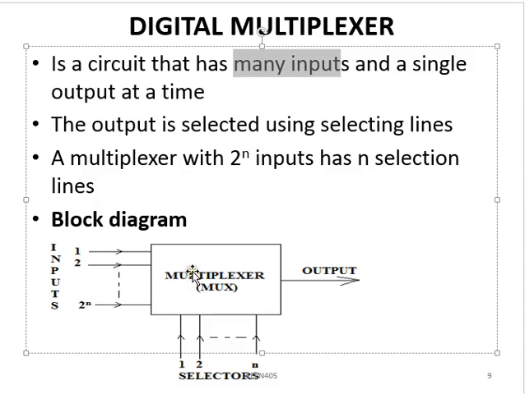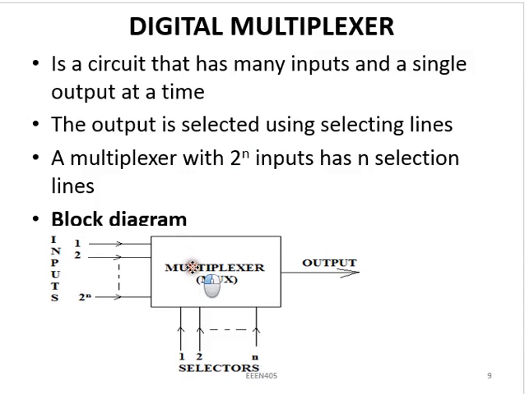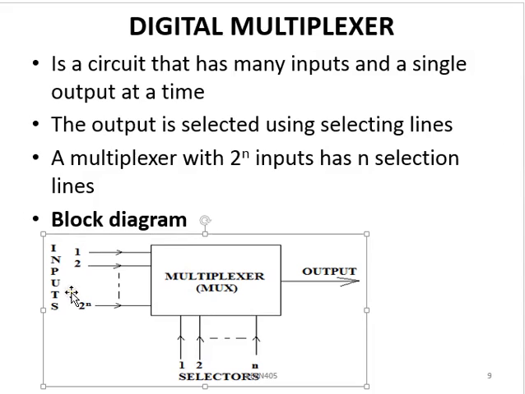So this is the typical block diagram of our multiplexer. If my inputs are from 1, 2 up to 2 raised to power n, then I need selectors that will be determining which of the inputs should be taken to the output at a particular time, and the number of selectors should be equal to that n we have.